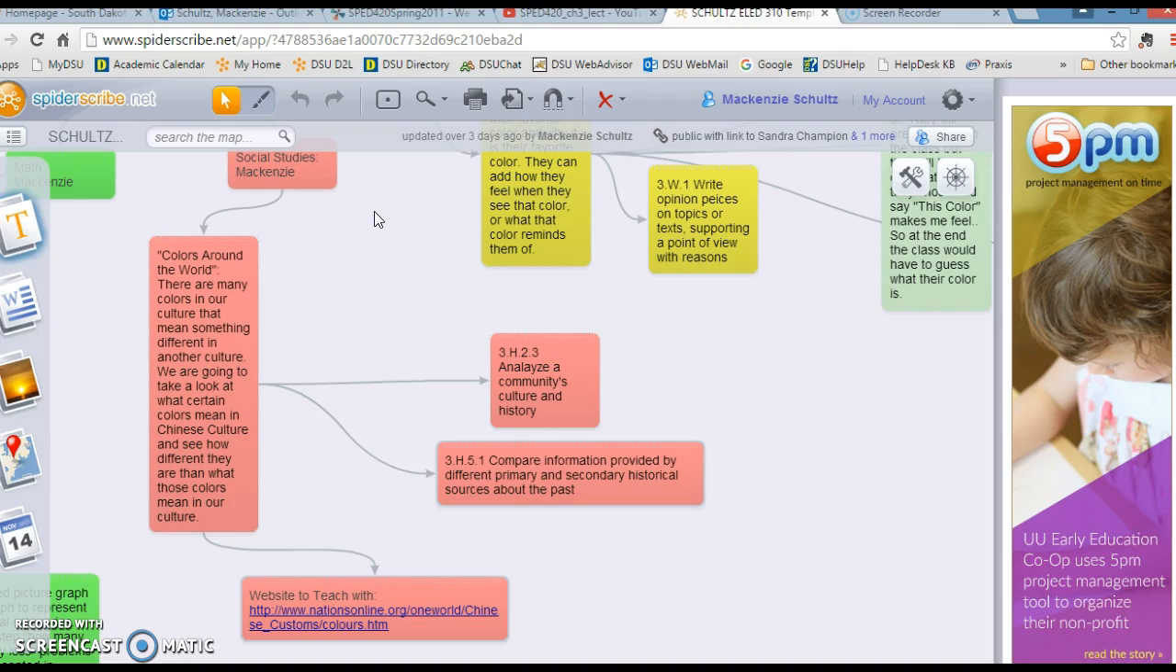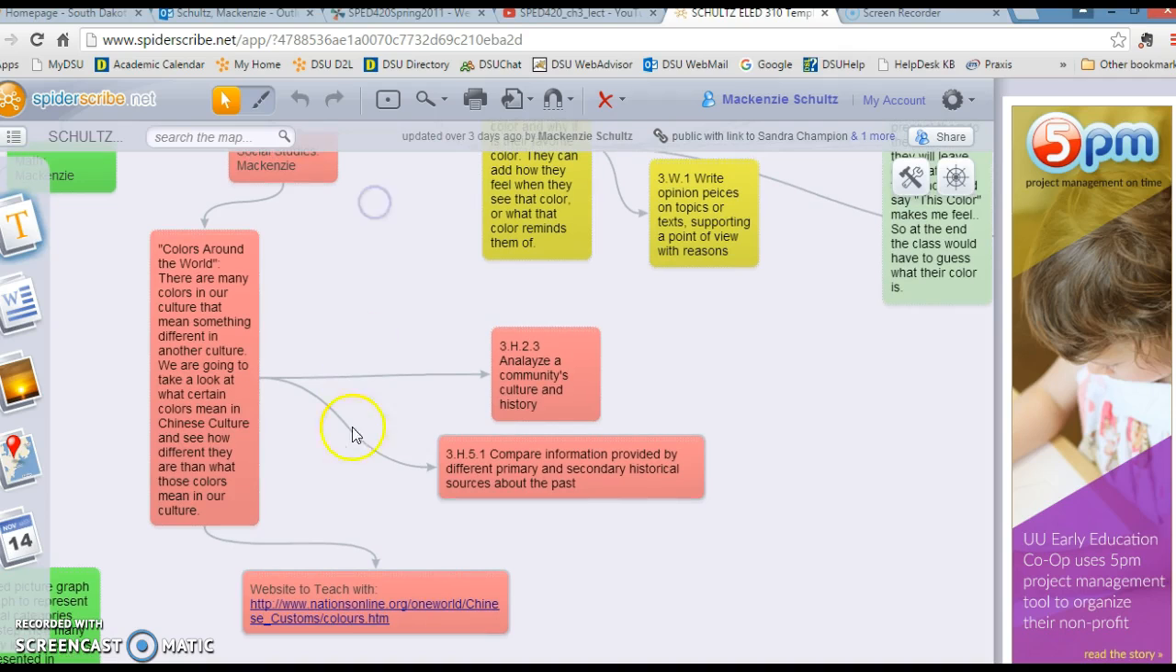And I want the class to understand how different some of the colors are in the Chinese culture than they are in our culture here. So we will be using this website down here. It explains what the colors mean in that culture, and gives a little definition of why they mean that or how people in the Chinese culture use those colors. It's kind of interesting because some of the colors that we see, like black for instance, means mourning, we wear that to funerals. In Chinese culture, they wear white as a symbol of life and purity.